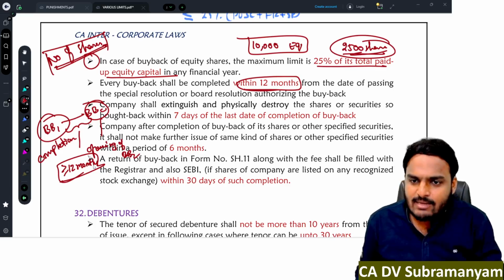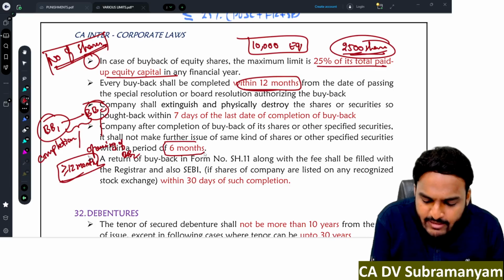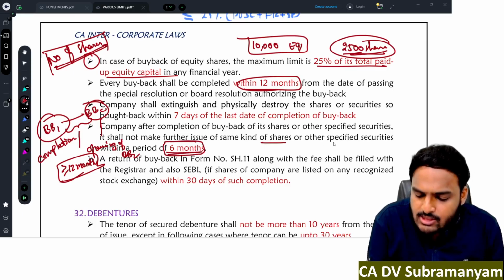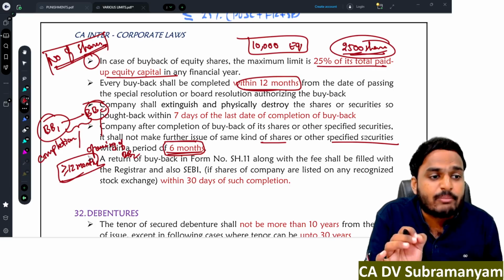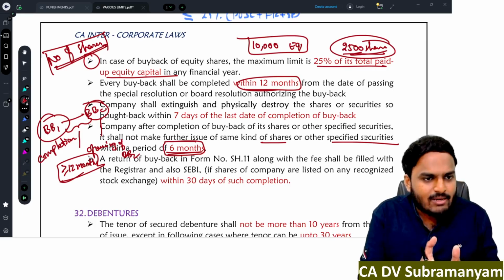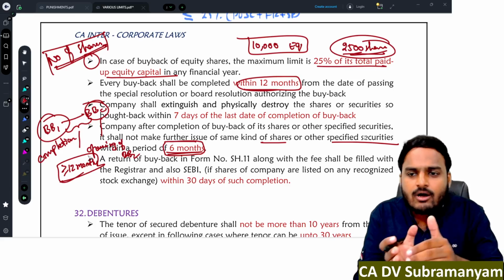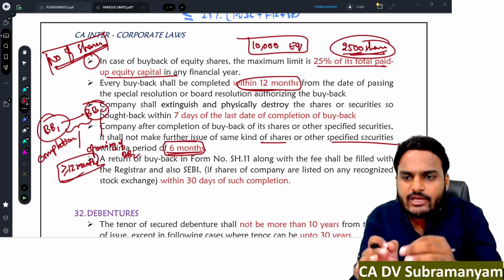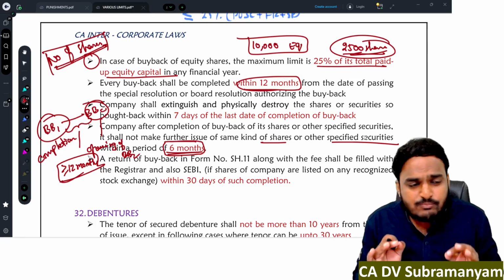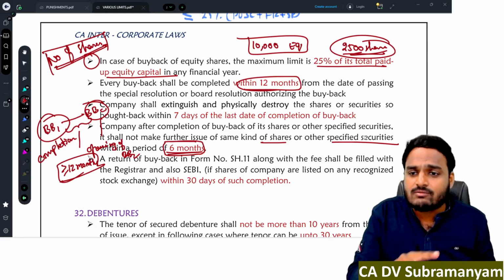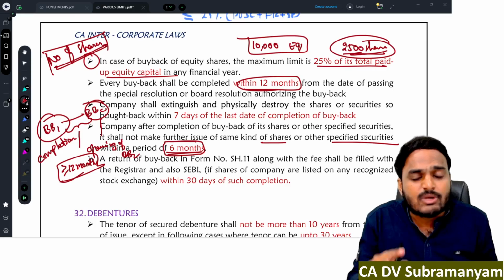Once buyback is completed, the company is prohibited from issuing the same kind of shares or same kind of specified securities within a period of 6 months. Today buyback completed, the company made a buyback of equity shares with normal rates. Now the company is prohibited from issuing the same class of shares for a period up to 6 months from the date of completion of buyback.